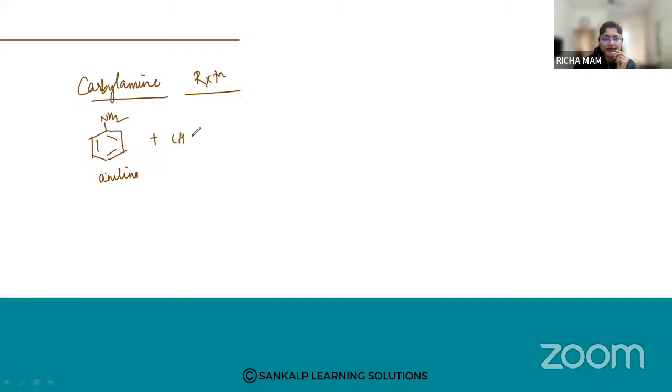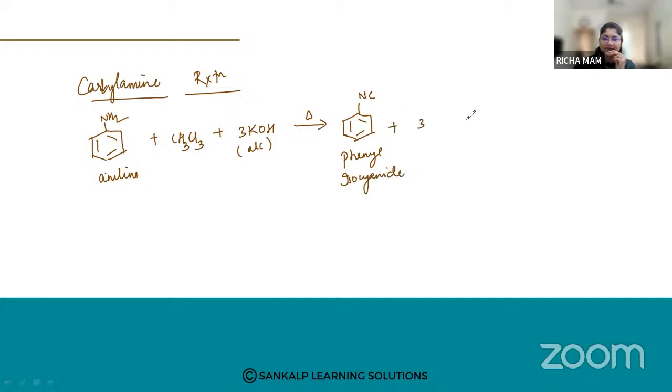We are going to heat it with a mixture of chloroform plus ethanolic, that is alcoholic, potassium hydroxide, KOH. We heat this mixture and what are we going to get? I'm going to get phenyl isocyanide plus 3KCl plus 3H2O. So this is the reaction.